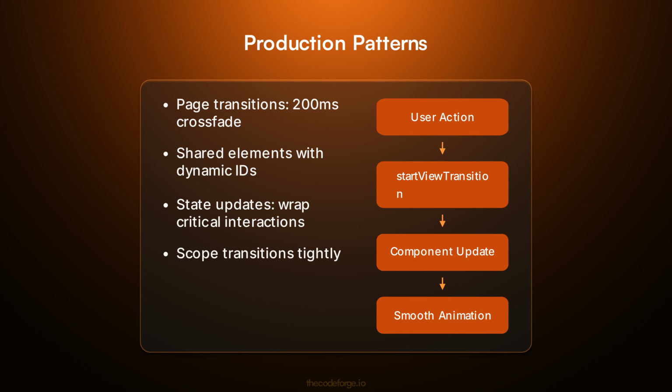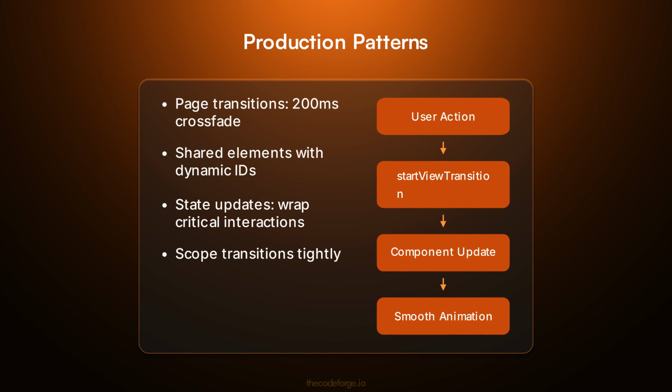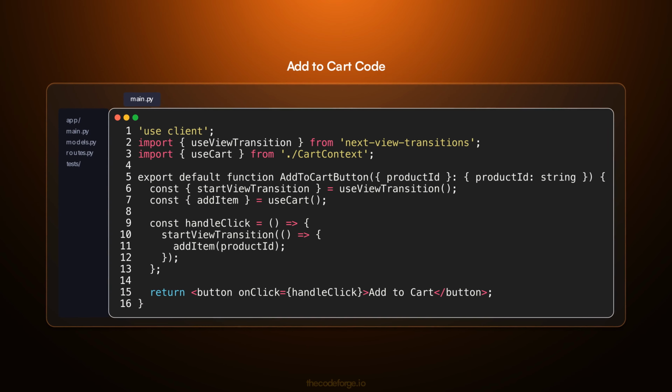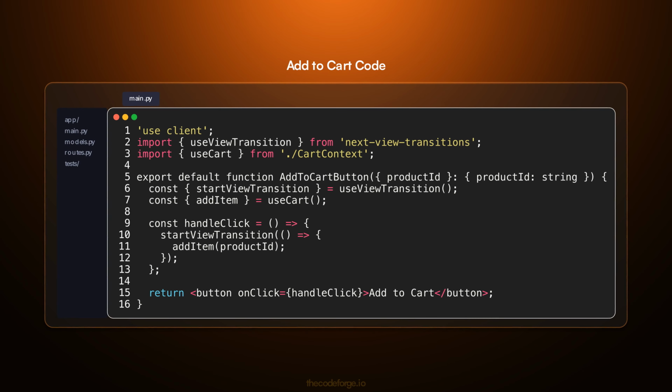In production, use ViewTransitions for page navigations, shared element morphing, and state updates like cart additions. Always scope transitions to the changing component to avoid unnecessary snapshot captures. This button wraps the add item call in startViewTransition, animating the cart icon update smoothly. Note that only the cart badge should be scoped, not the entire header.